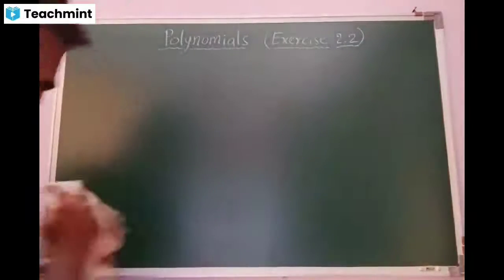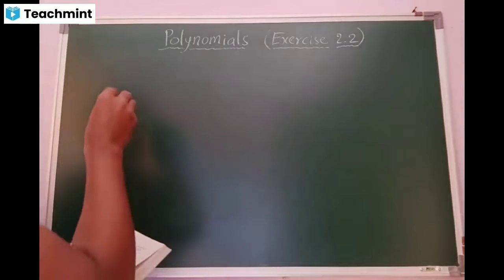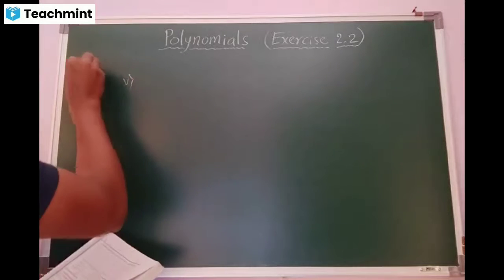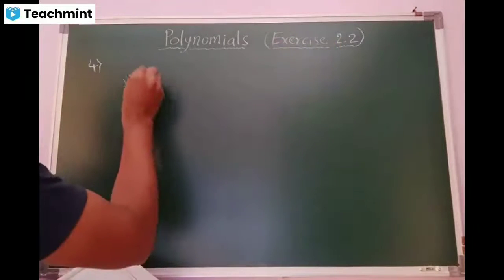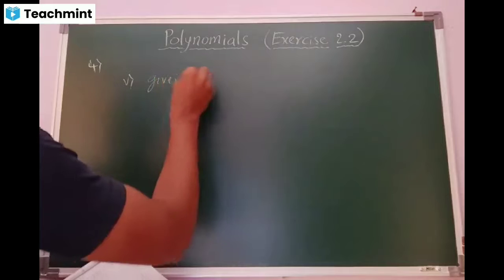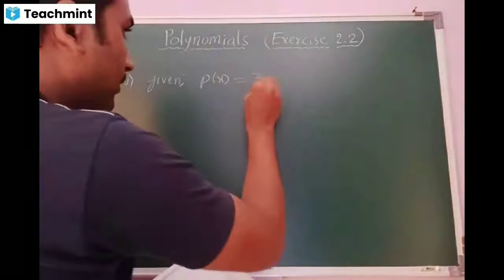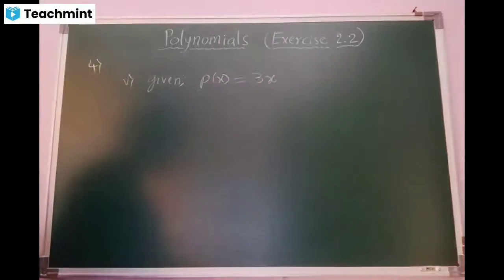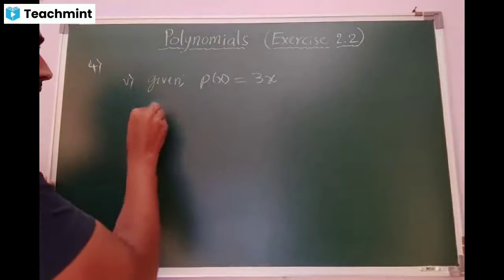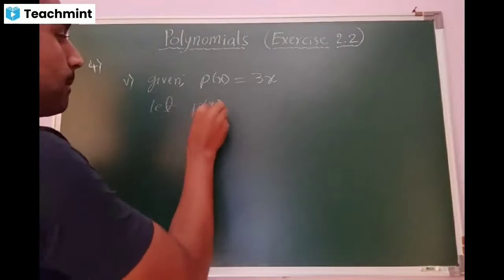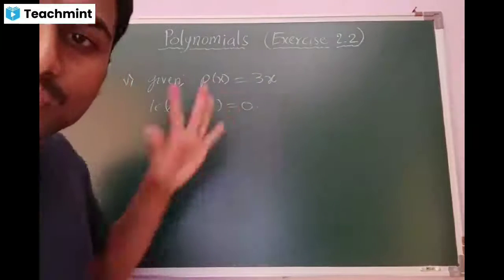P of x is equal to 3x. Okay, beta, let us solve it. Fifth one in the fourth main of exercise 2.2. Given p of x equal to 3x. Only a monomial is given, beta, 3 into x. The procedure remains same. What is the first step to be written? P of x is equal to 0.